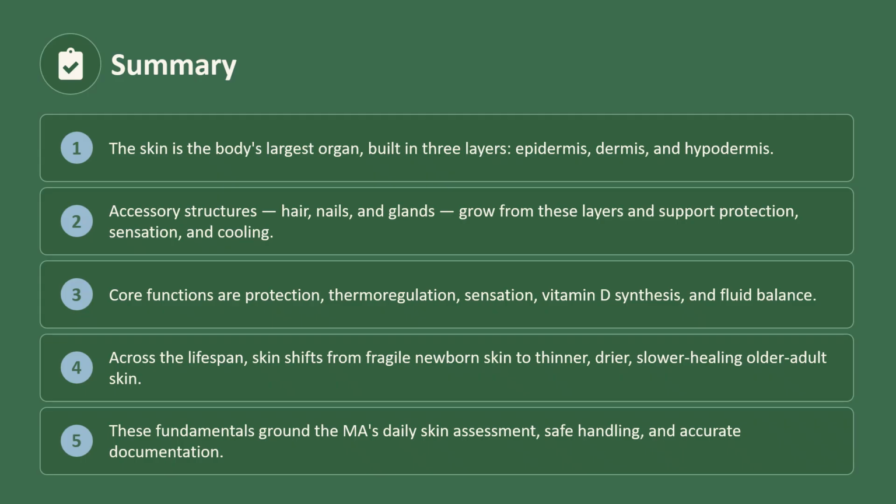And 5. All of these fundamentals are the foundation for your everyday work, assessing skin, handling patients safely, and documenting accurately. In the next lecture, we'll build on this to cover the things that go wrong with the skin, the pathophysiology, along with diagnostics and medications used to treat them.